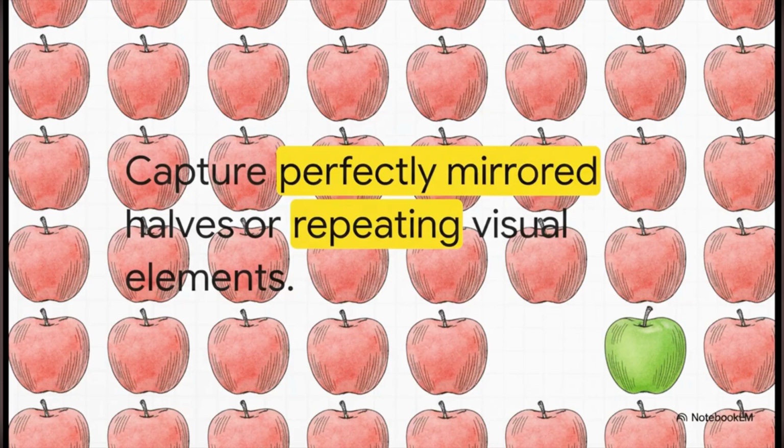Then we have symmetry and patterns, capturing perfectly mirrored halves or repeating visual elements. Look, the human brain absolutely loves the rhythm and order of clean symmetry. Think of architectural reflections in water, or endless rows of columns.